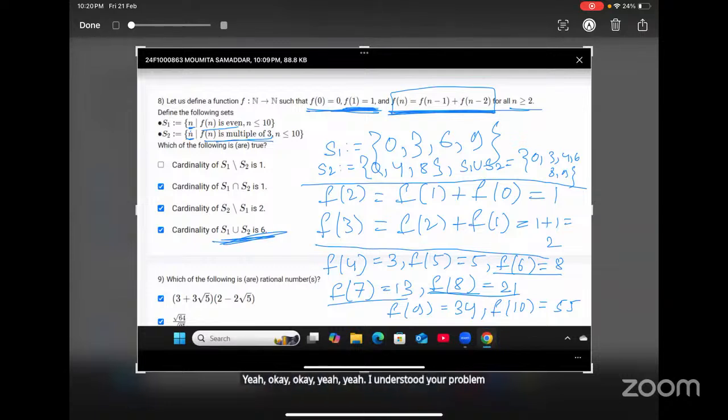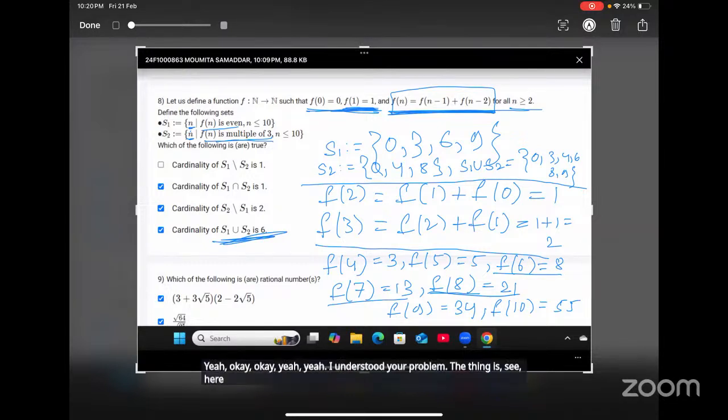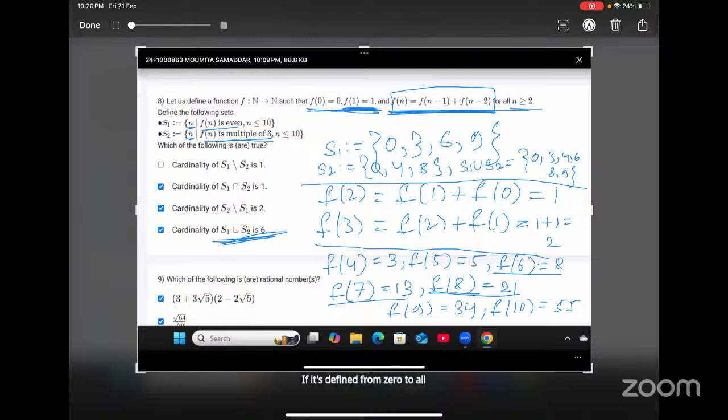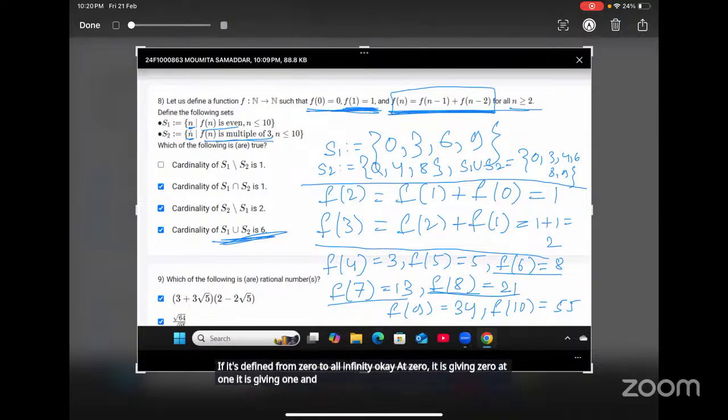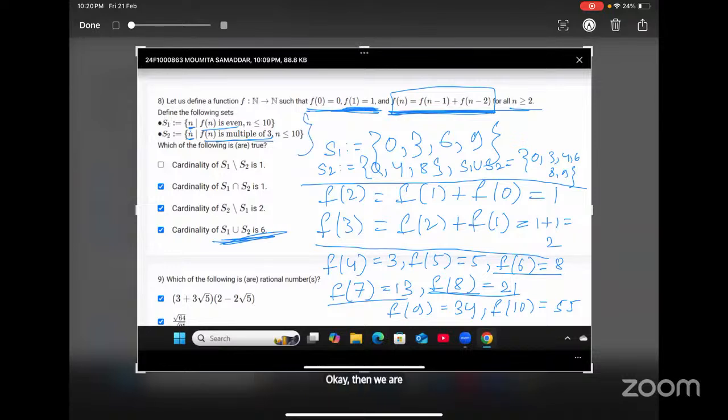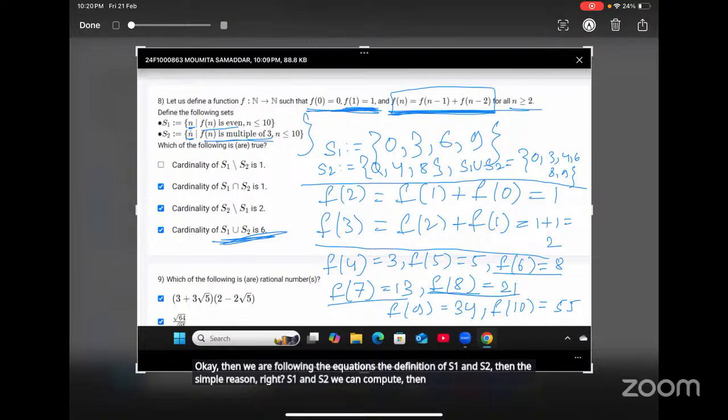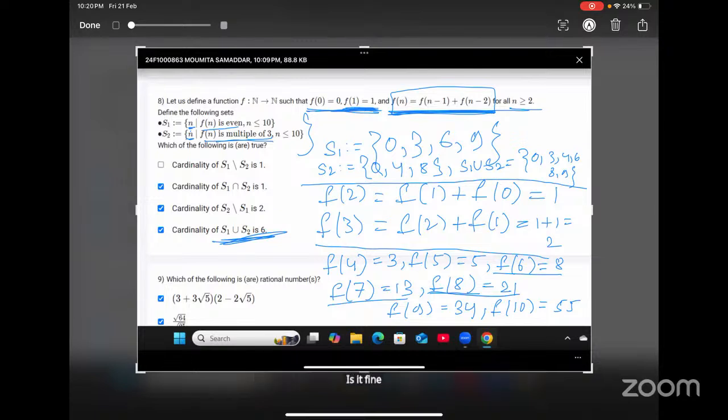The thing is, see, here they have defined f at 0 and 1 differently, but that doesn't mean f is not defined at 0 and 1. F is defined from 0 to infinity. At 0 it is giving 0, at 1 it is giving 1, and from 2 and more we can take the value from this equation. Then we follow the definitions of S1 and S2, compute them, and check. Is it fine now? If you have any doubt, you can ask.